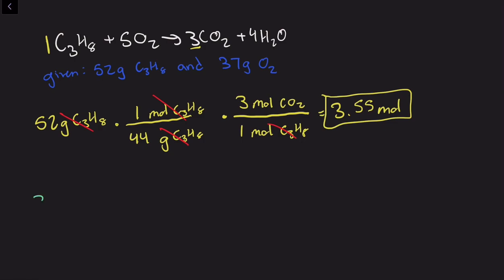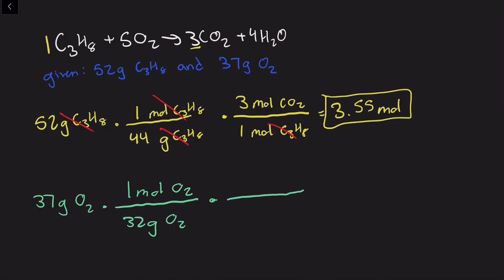If we start with 37 grams of O2, we're going to do our first conversion factor, our molar mass. So it's going to be 32 grams of O2 is 1 mole of O2. Next, we're going to do our mole to mole ratio. So we're going to have moles of O2 on the bottom, moles of CO2 on the top, ensuring that we're using the exact same product.